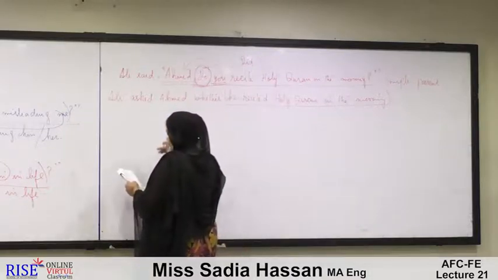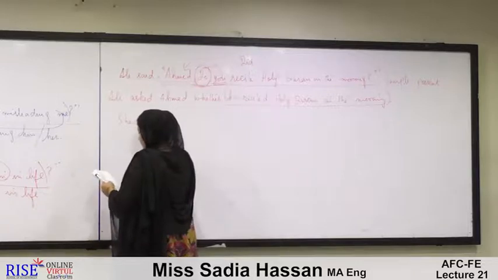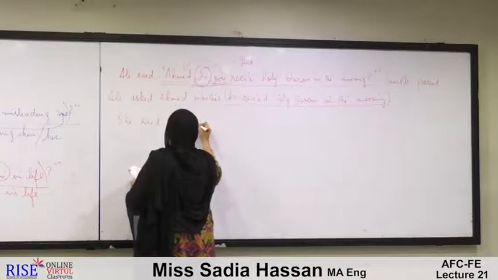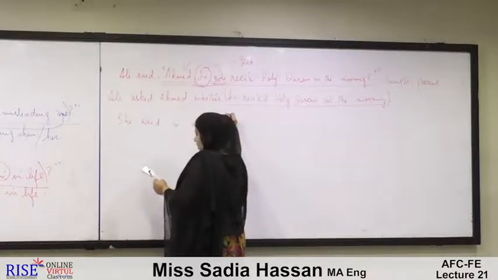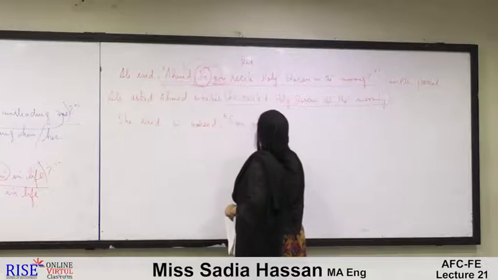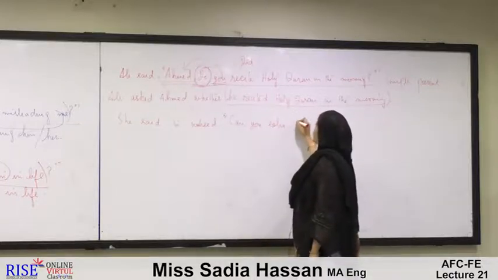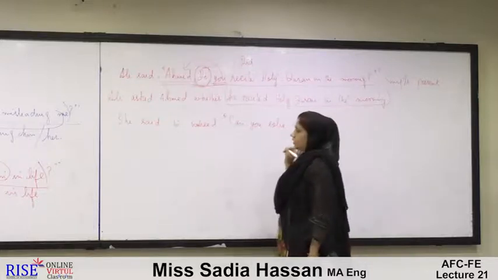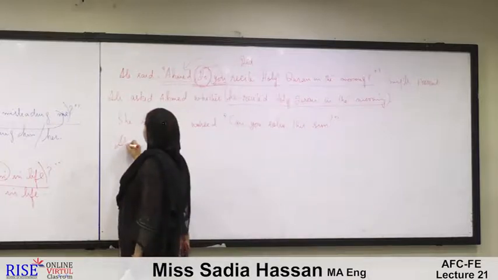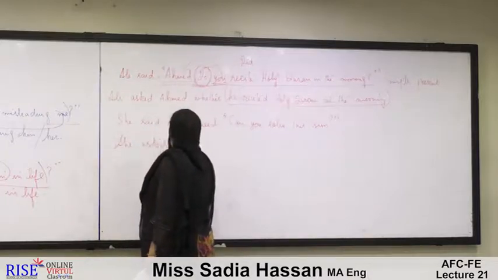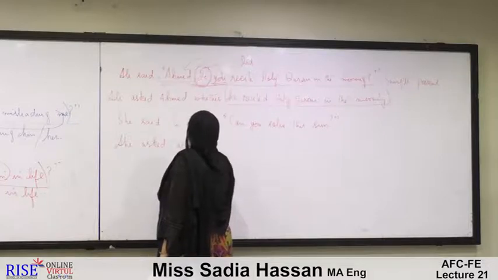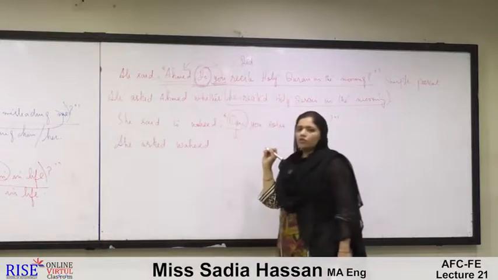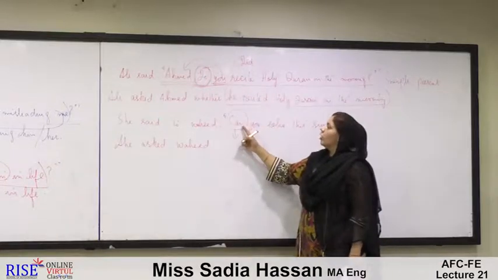For example, she said to Wahid, "Can you solve this sum?" Sign of interrogation and then quotation mark. She asked Wahid. My interrogative sentence is with the modal verb.